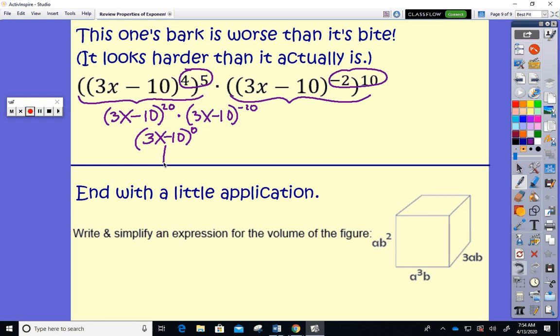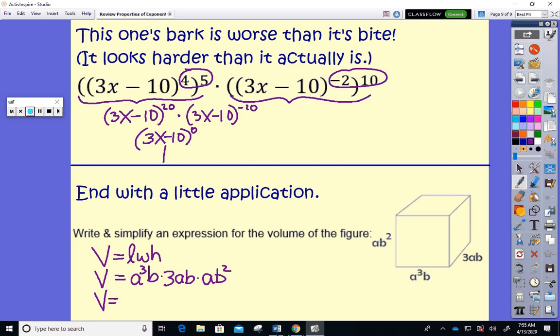Last but not least, if you do an application, don't freeze up. These aren't bad. Do you remember that if you want to find volume, you do length times width times height when you're working with any kind of a prism? Okay, so I can say, well, the volume is going to be a length. We'll say the length is a to the third b. The width, we'll say, is 3ab. And the height, we'll say, is ab squared. It doesn't really matter which one you call length, width, or height, as long as you multiply all three of them.